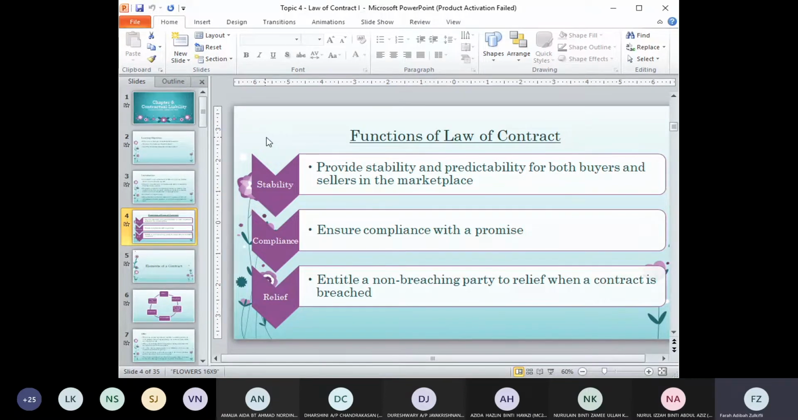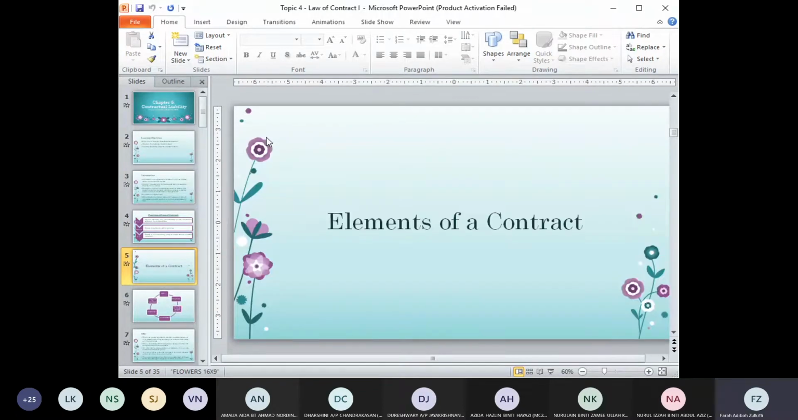So why do you have a law of contract? It's because of these three functions. Okay, any questions about the functions of law of contract? So far none, madam. Okay.